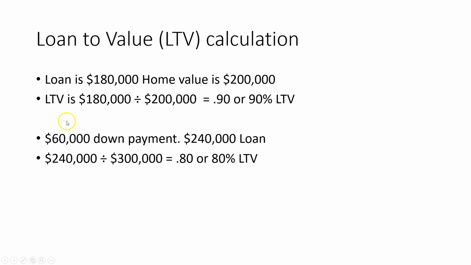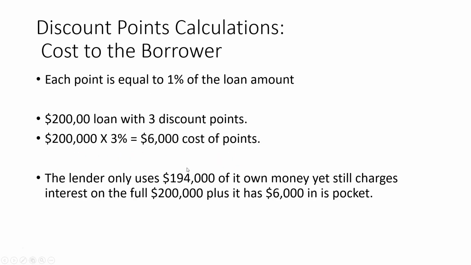So another way of looking at it is I've got a $60,000 down payment and a $240,000 loan. Therefore, obviously the home is worth $300,000. Divide that into my loan amount and I get an 80% loan to value ratio. You must know how to work this out.